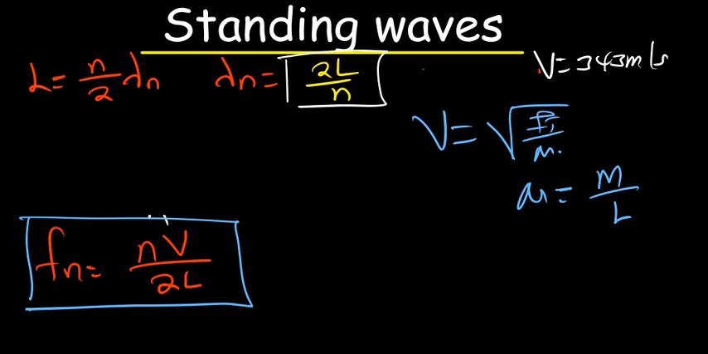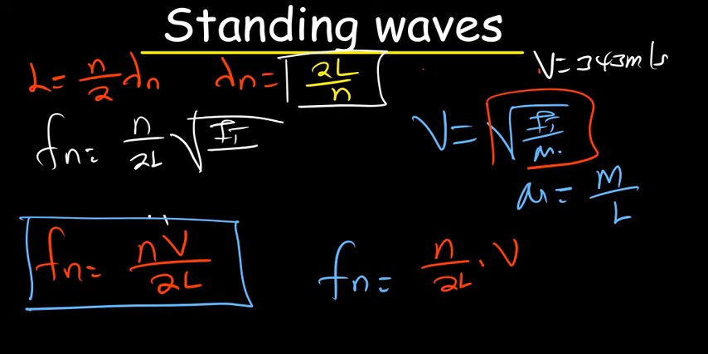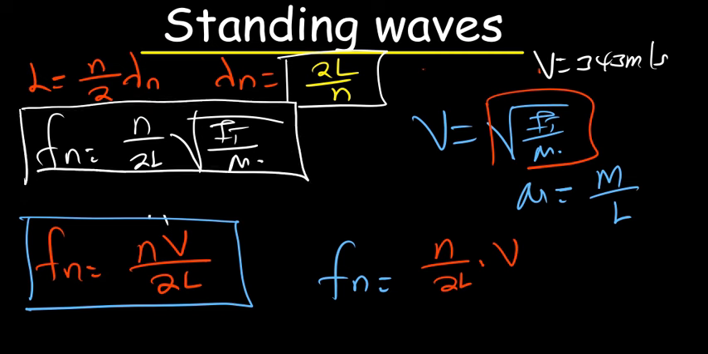Meaning that I can also say that Fn, the fundamental frequency, is n divided by 2L times v. So I can replace v with this. Therefore, there is also this formula which you need to be familiar with: n divided by 2L times the square root of the tension force divided by the mu value. This formula is also very important. So n can be anything. n can be 1, n can be 2, 3.